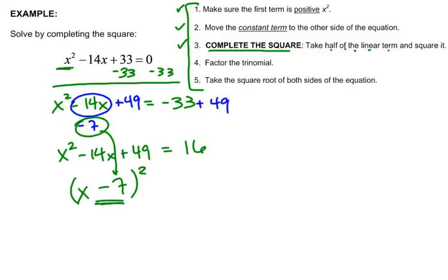If you want to go through your longer process of factoring, hopefully you would find that this is x minus 7 times x minus 7, or x minus 7 squared. It's still equal to 16 over here. So we have factored the trinomial. Our last step says take the square root of both sides of the equation.